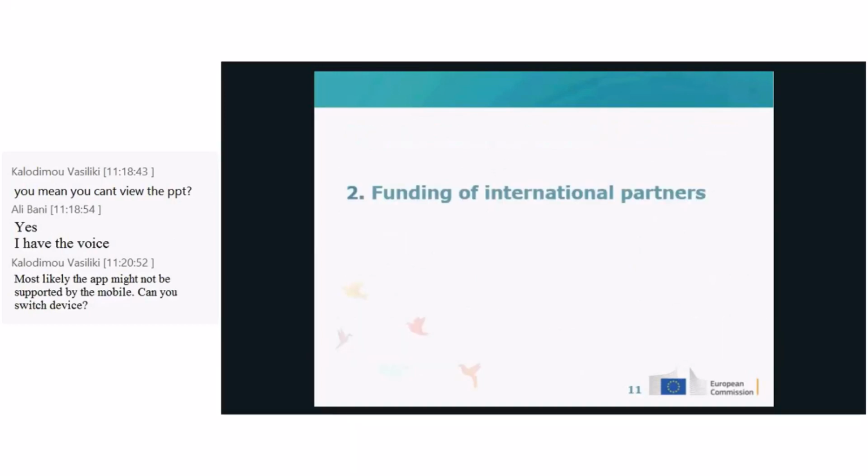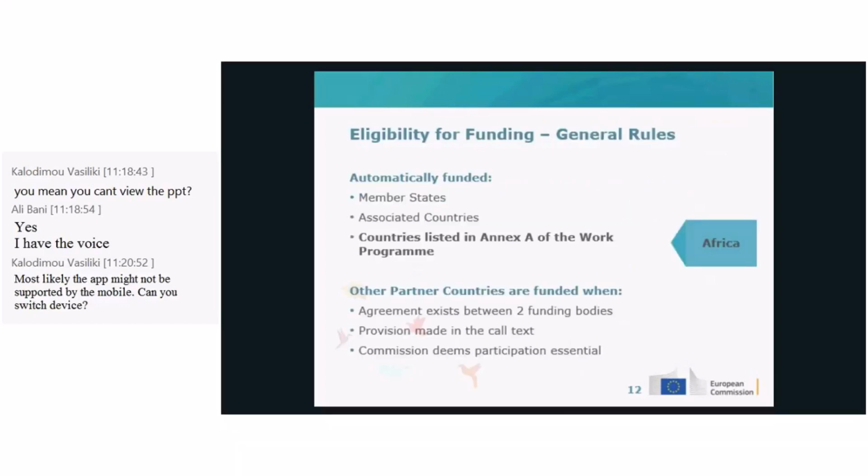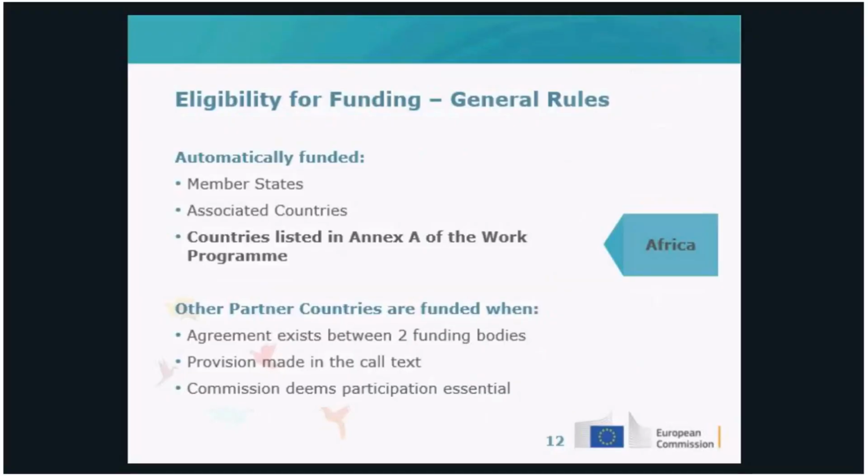Let's move now to the second part, which is about the eligibility conditions for funding of international partners. As we already said, there is this categorization of countries based on either automatically getting funded or not from Horizon 2020. So on the part of the countries that receive automatic funding from Horizon 2020, we have obviously the member states, we have the 16 associated countries that have signed a memorandum of understanding with the European Commission, and they actually participate in Horizon 2020 with the same rights as the member states.